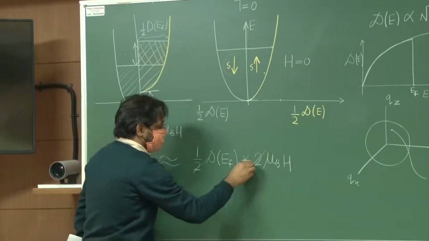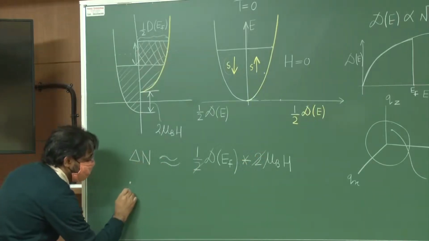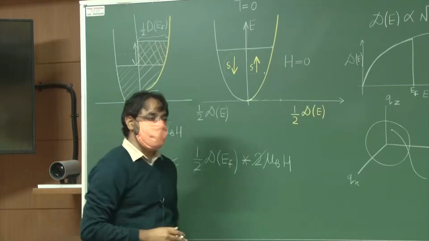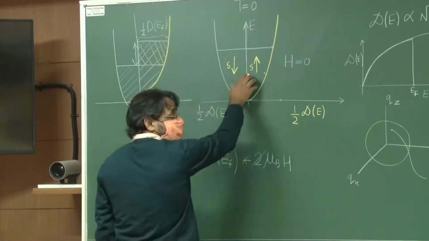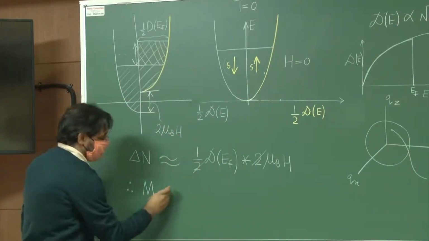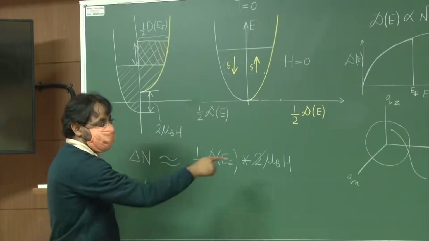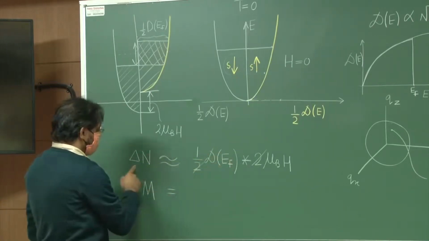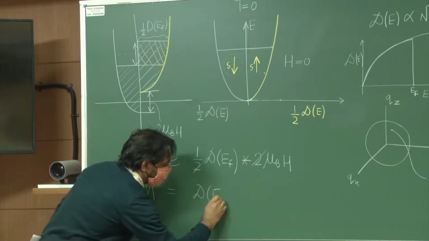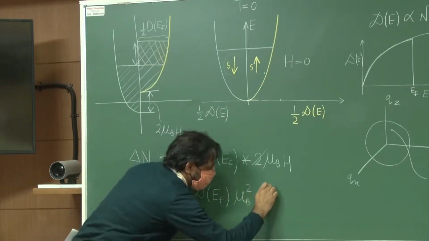Okay, so 2 and 2 get cancelled. So, this is what you get for delta N, and therefore, now the system will acquire a net magnetization because of the population imbalance that you have created. Earlier that imbalance wasn't there, but now it is there, and due to that imbalance the magnetization that you are going to get will be mu_B times delta N, as we did over there. So, mu_B times delta N would be how much? Then it will be D(E_F) times mu_B squared times H.